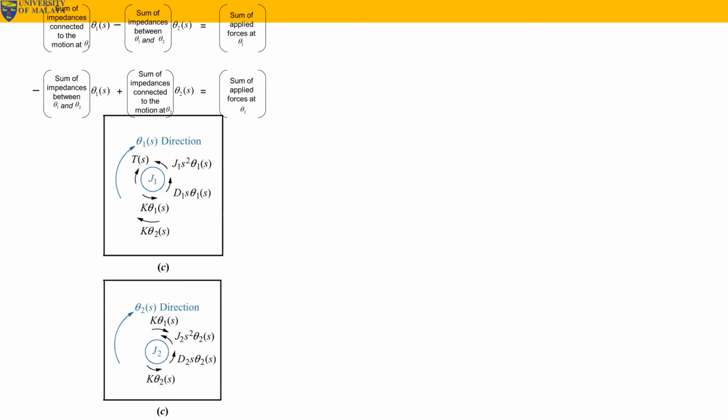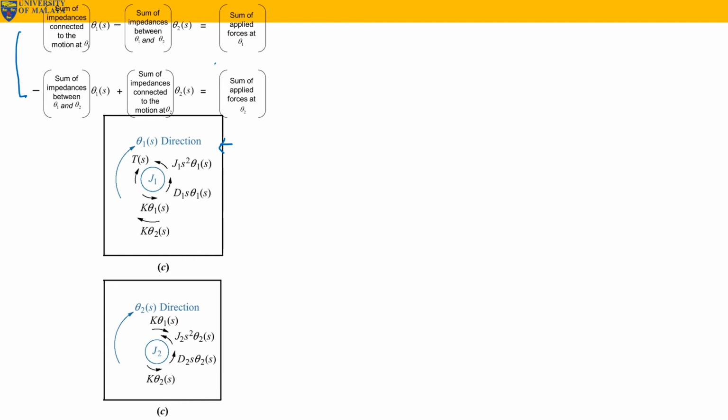In the next step, from the schematic, we have to write the equations. So for a 2 degree of freedom mechanical rotational system, these are the two equations. So let's write them out. The first term is the sum of the impedances connected to the motion at theta 1. So we refer to the first schematic, to the first figure.